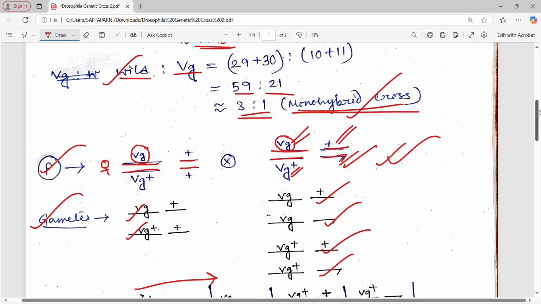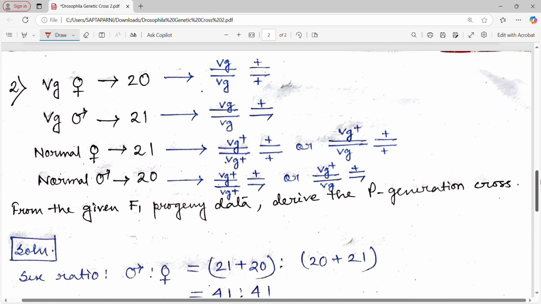Now coming to the second question. See here, the F1 progenies have 20 vestigial male, 20 vestigial female, 21 normal or wild type male, 21 normal or wild type female. You have to derive the P generation cross. So first thing first, we have to derive the genotypes. As it is a vestigial female, obviously both the autosomes will contain the mutant VG allele, and as it is a female, there will be 2 X chromosomes.